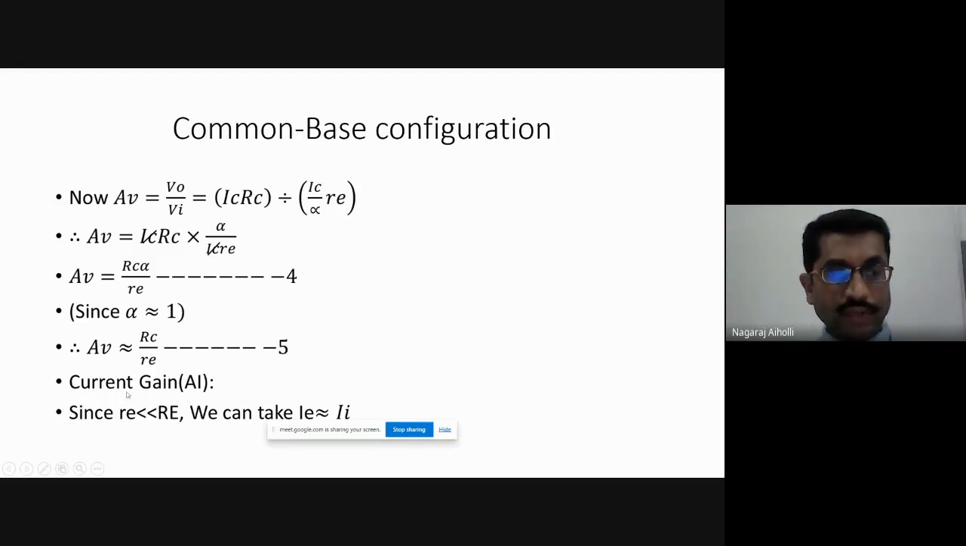Next, let us derive the equation for current gain, AI, as we did for the voltage gain. Similarly, the current gain AI is the ratio of output current to input current. Let us find the input current and output current equations, then substitute as I naught by Ii, and we'll get the current gain equation. What is the input current? Ii.